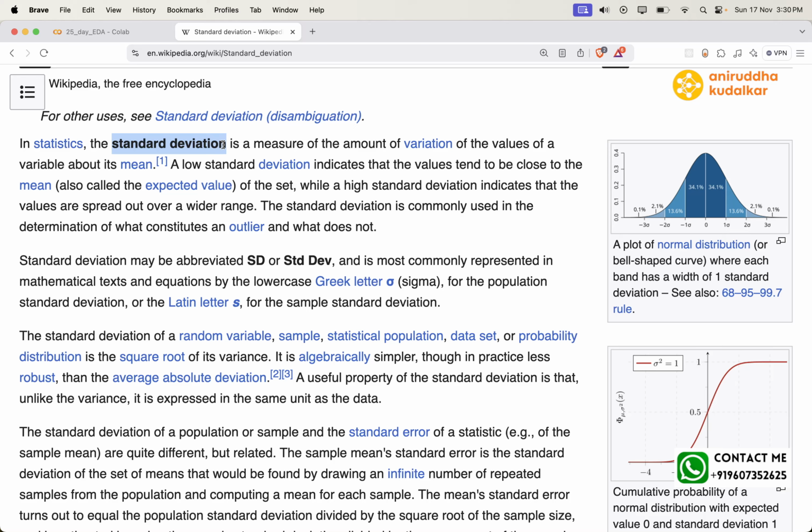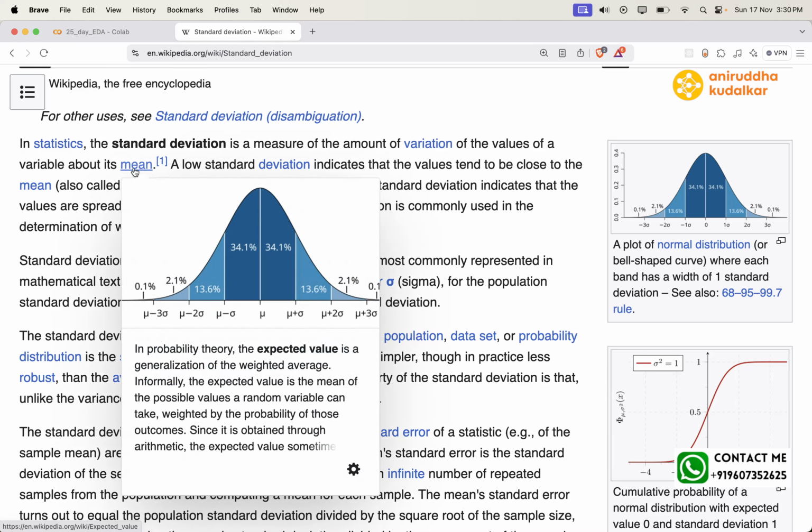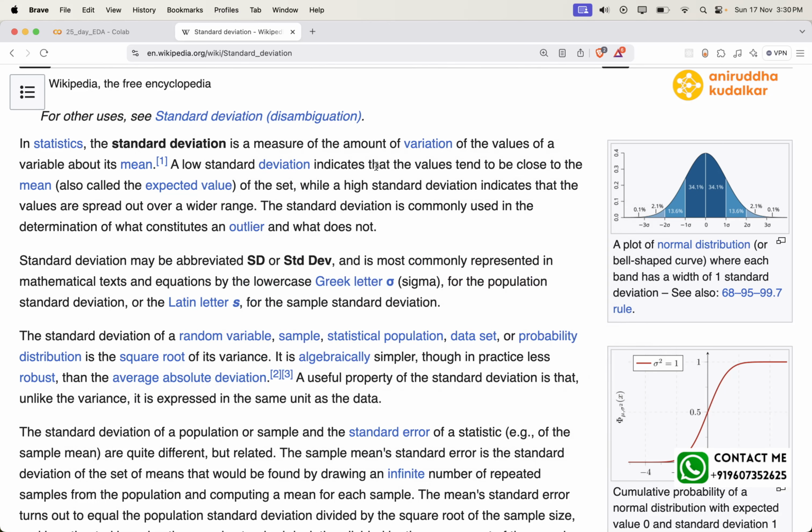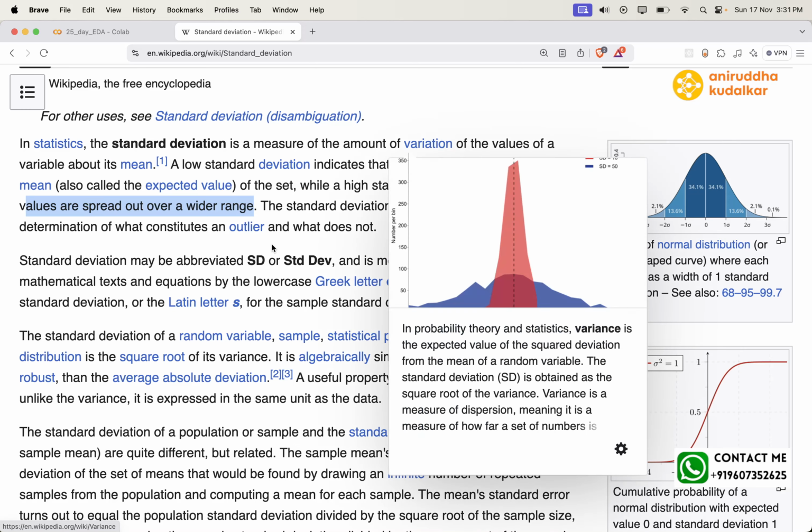In statistics, the standard deviation is a measure of the amount of variation of the values about the mean. A low standard deviation indicates that the values are close to the mean, while a high standard deviation indicates that the values are spread wider over the range. Now, what is the variance?